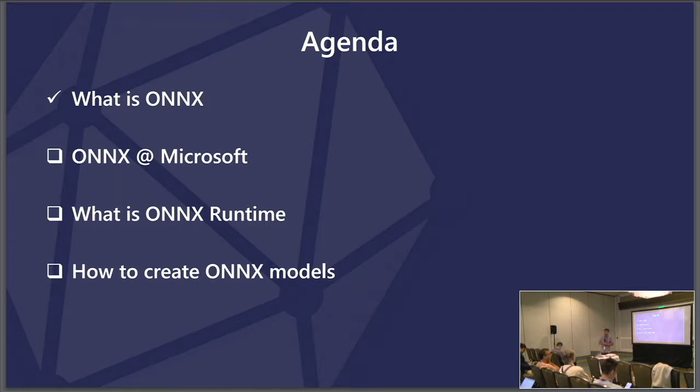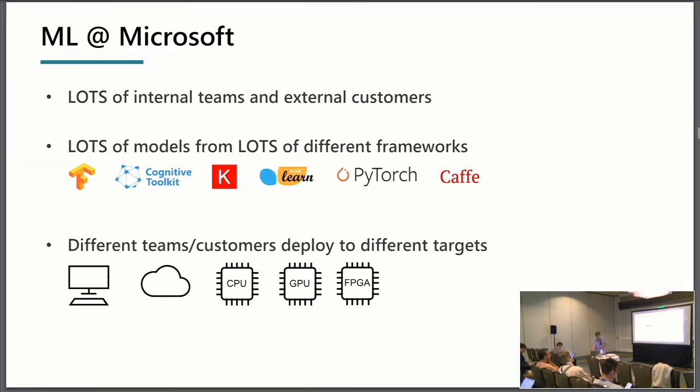Okay, next is how do we use ONNX in Microsoft? In Microsoft, we have a lot of teams and a lot of external customers. And we have a lot of models trained from lots of different frameworks, for example, TensorFlow, PyTorch, etc. And we also need to target different hardware, for CPU, GPU, FPGA, etc.